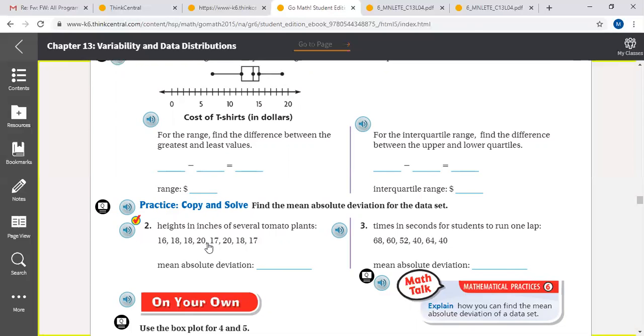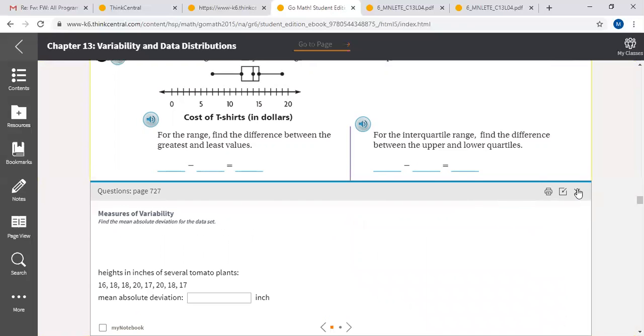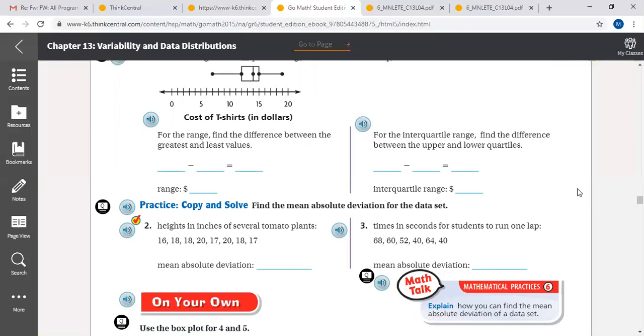The next step, we will subtract 18 from all of these values. It will be 2, 0, 0, 2, 1, 2, 0, 1. The sum of them is 8. Then we will divide by 6. So the mean absolute deviation will be 8 over 6.